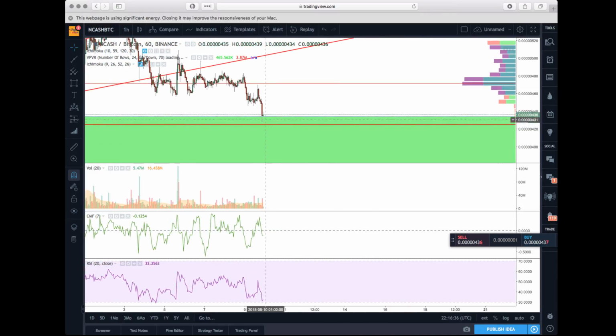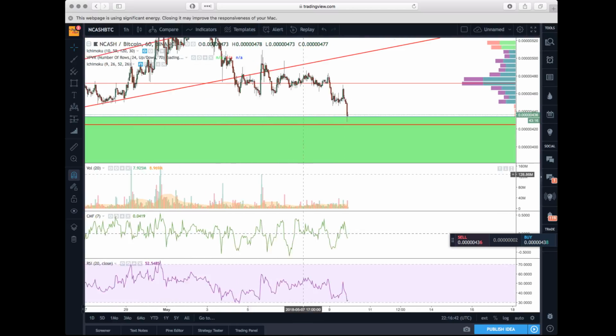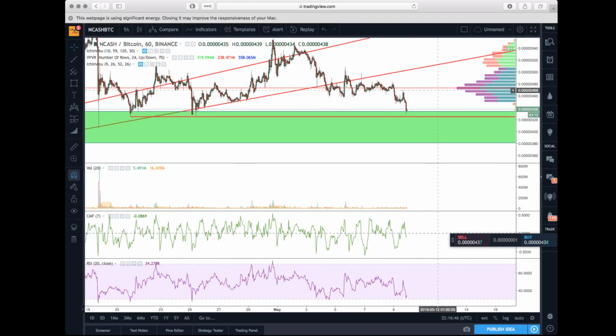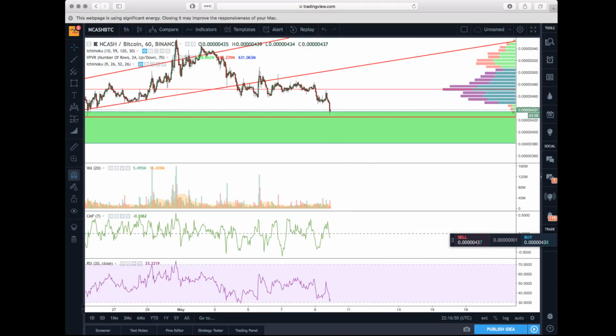But it's possible that this area won't hold and it could go down too. And I don't have a crystal ball. None of us do. I'm just trying to see what I see. And yeah, so those are some of my thoughts on Encash at the moment.